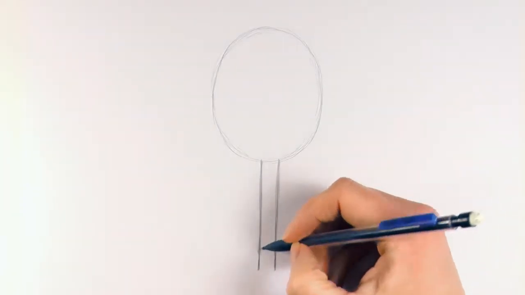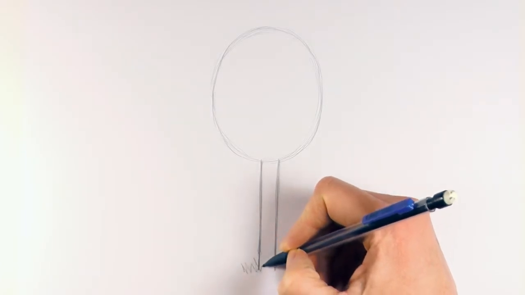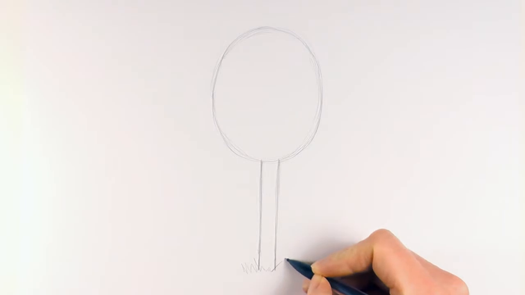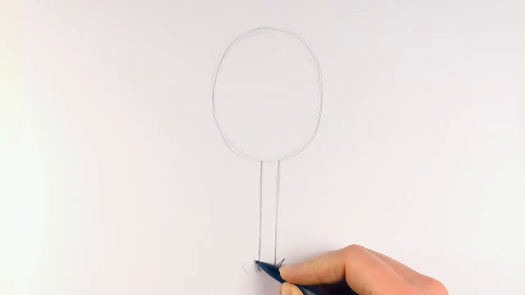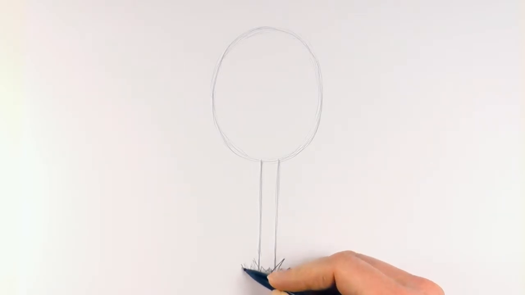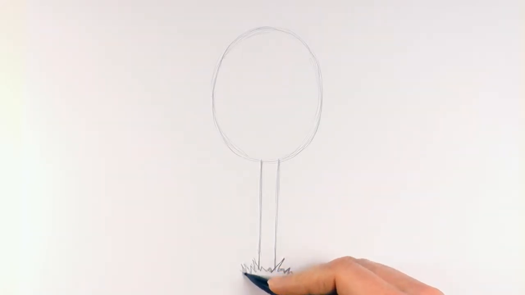And then to ground your tree, just draw almost like some random triangle shapes, just like that, for kind of a grassy type texture. It just kind of grounds it to your page as well. Like that.